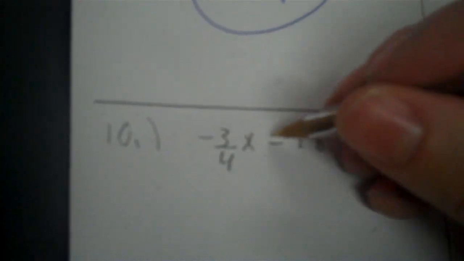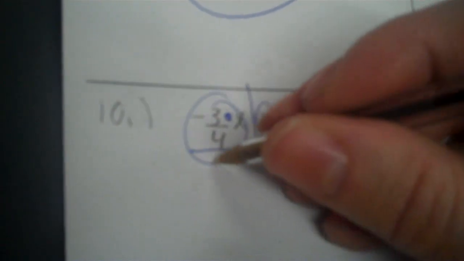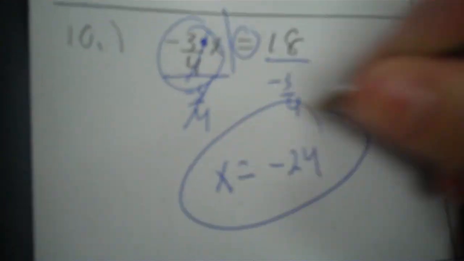Number 9, x divided by negative 4 equals 7. So we just have the division as the operation, so we get rid of the divide by times. So x equals negative 28. Number 10, negative 3/4 times x equals 18. So we divide by negative 3/4. 18 divided by negative 3/4 is negative 24.